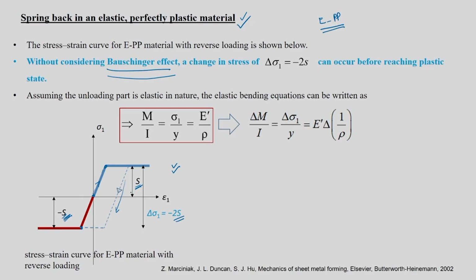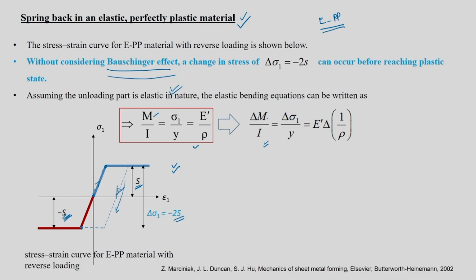Okay. So now we are going to use our previous equation which we already know. We are taking a case where the unloading part is elastic in nature. That is why we say that it is parallel to the elastic part. The elastic bending equations which we wrote before can be written in this way also. This equation is known to us: M by I is equal to sigma 1 by y is equal to E dash by rho.